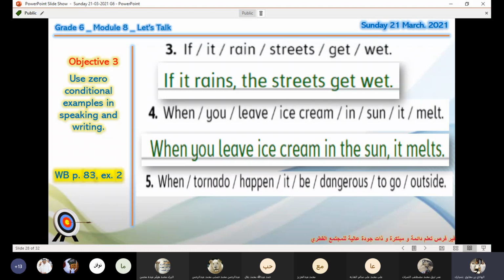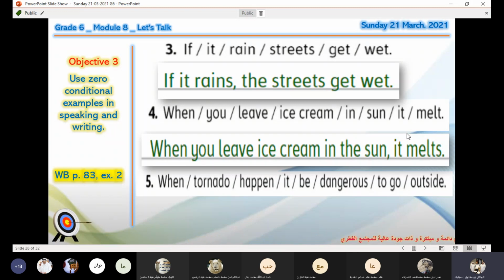because this is present simple. So if plus present simple gives present simple in the second part of the sentence.